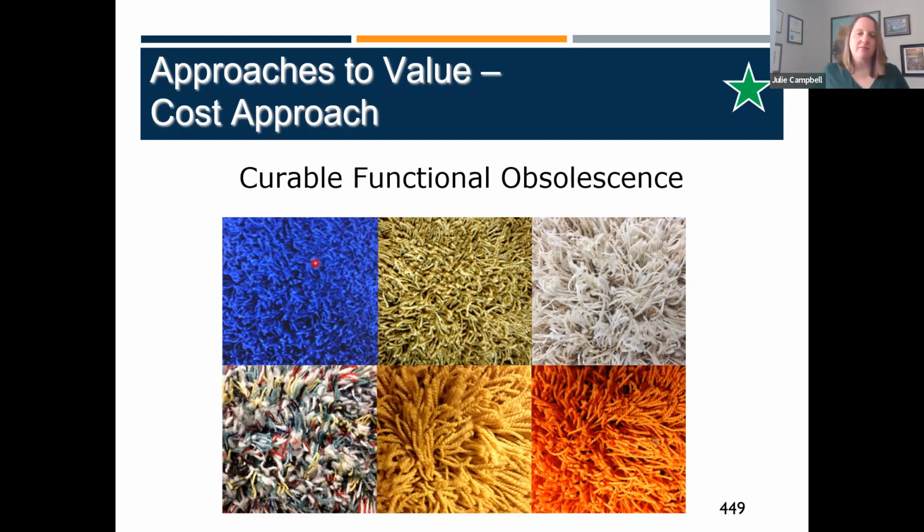I had an apartment. Gosh, it was horrible. Every single thing in that kitchen, the counters, the wall, the floor, the refrigerator, the oven, was avocado green. That is a curable functional obsolescence. Avocado green kitchen appliances are no longer popular. That's a curable functional obsolescence.